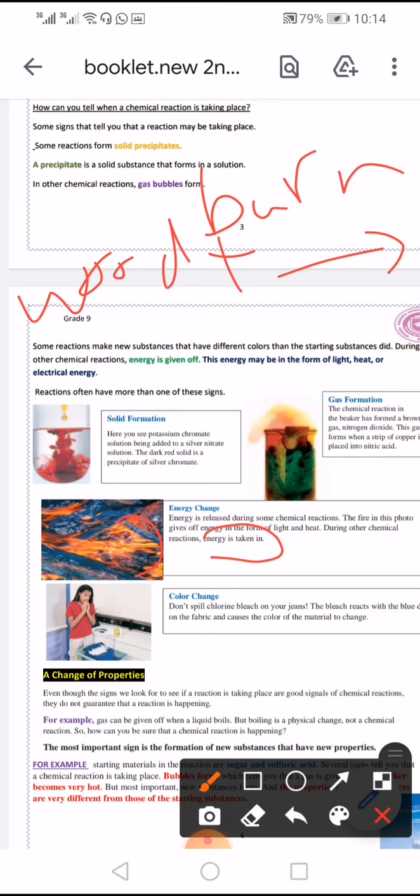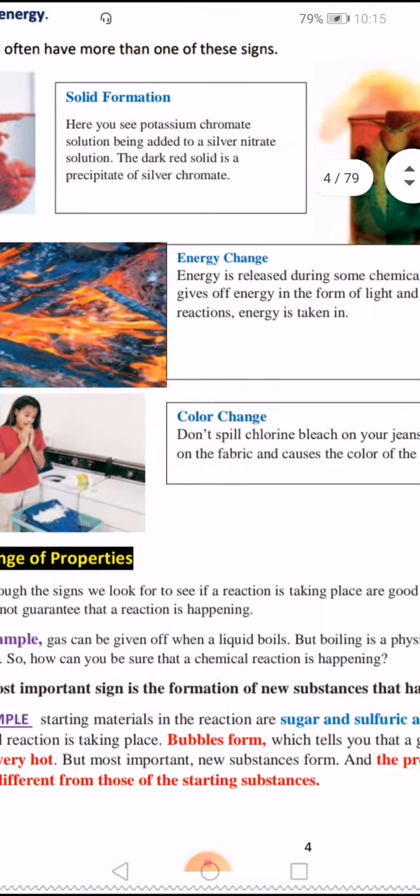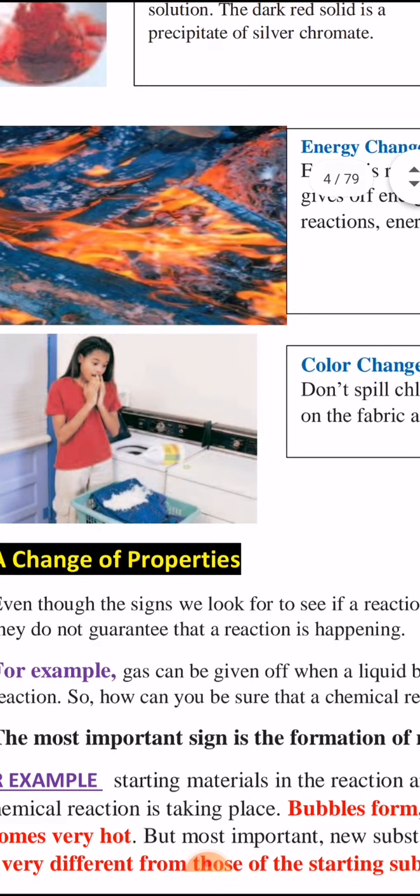Color change. Don't spill chlorine bleach on your jeans. The bleach reacts with the blue dye on the fabric and causes the color of the material to change. When a color changes, like in the example of chlorine, when you add chlorine bleach on the fabric, what happened? Chlorine reacts with the blue dye in the fabric and changes color into colorless, like this picture. So this is a sign of reaction. This is a sign of chlorine reacting with a dye.